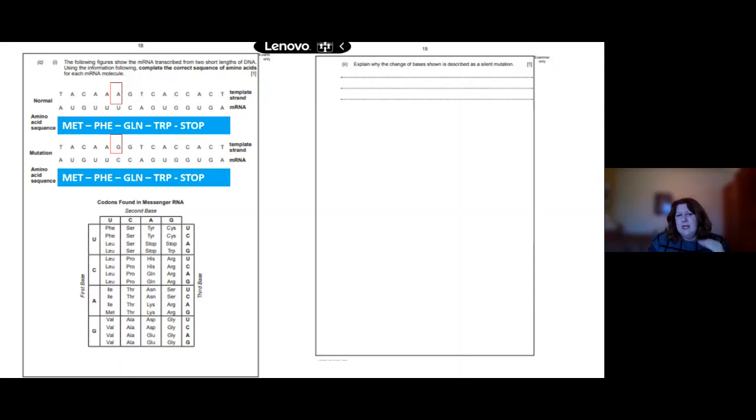That's leading you into the next question, which is: explain why the change of bases shown is described as a silent mutation. So the idea they're drawing out of you is that you can get some mutations that may have no effect on the protein molecule produced. There's no change in the amino acids assembled, no change in the order of them, so there's no change in the protein which has actually been made. So that is why it's a silent mutation.